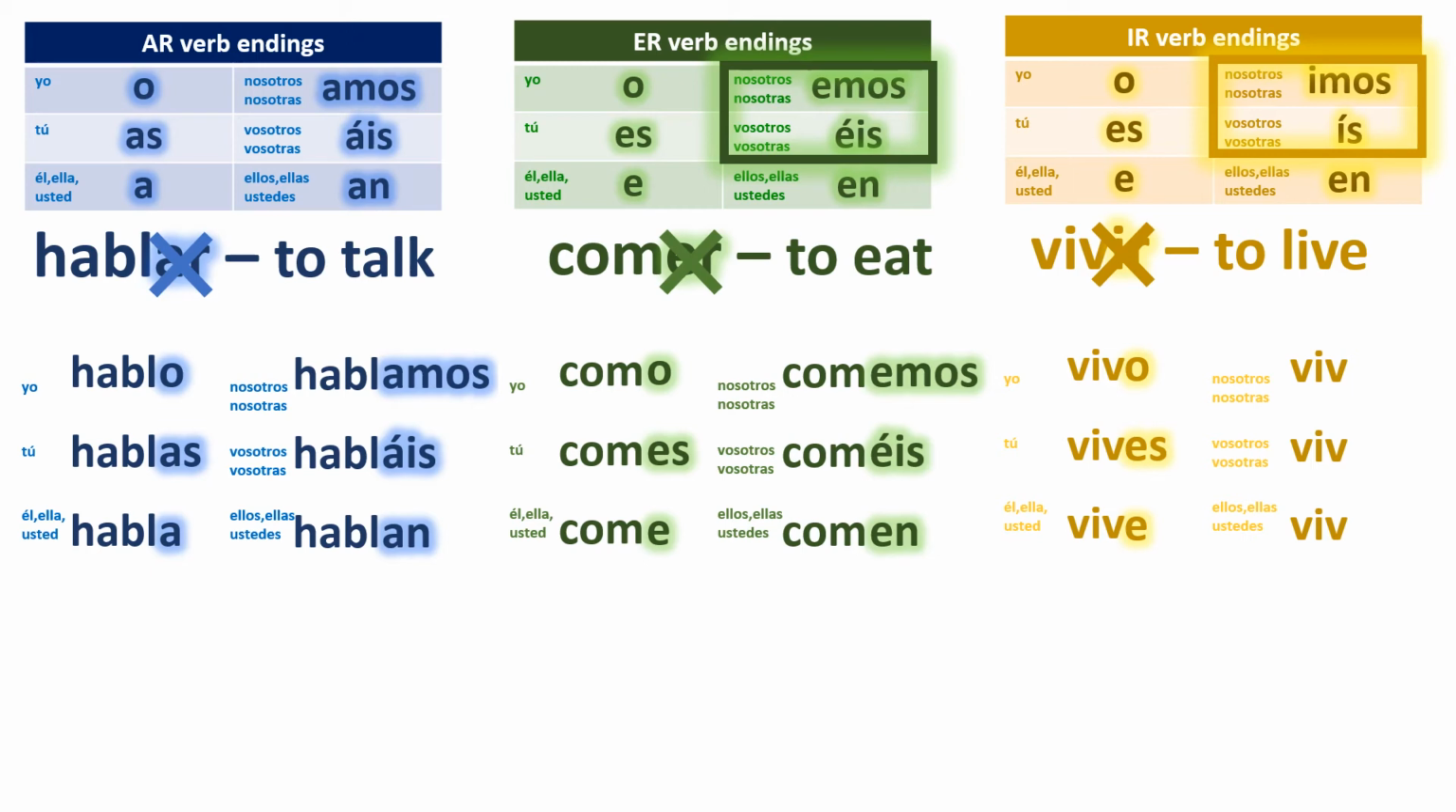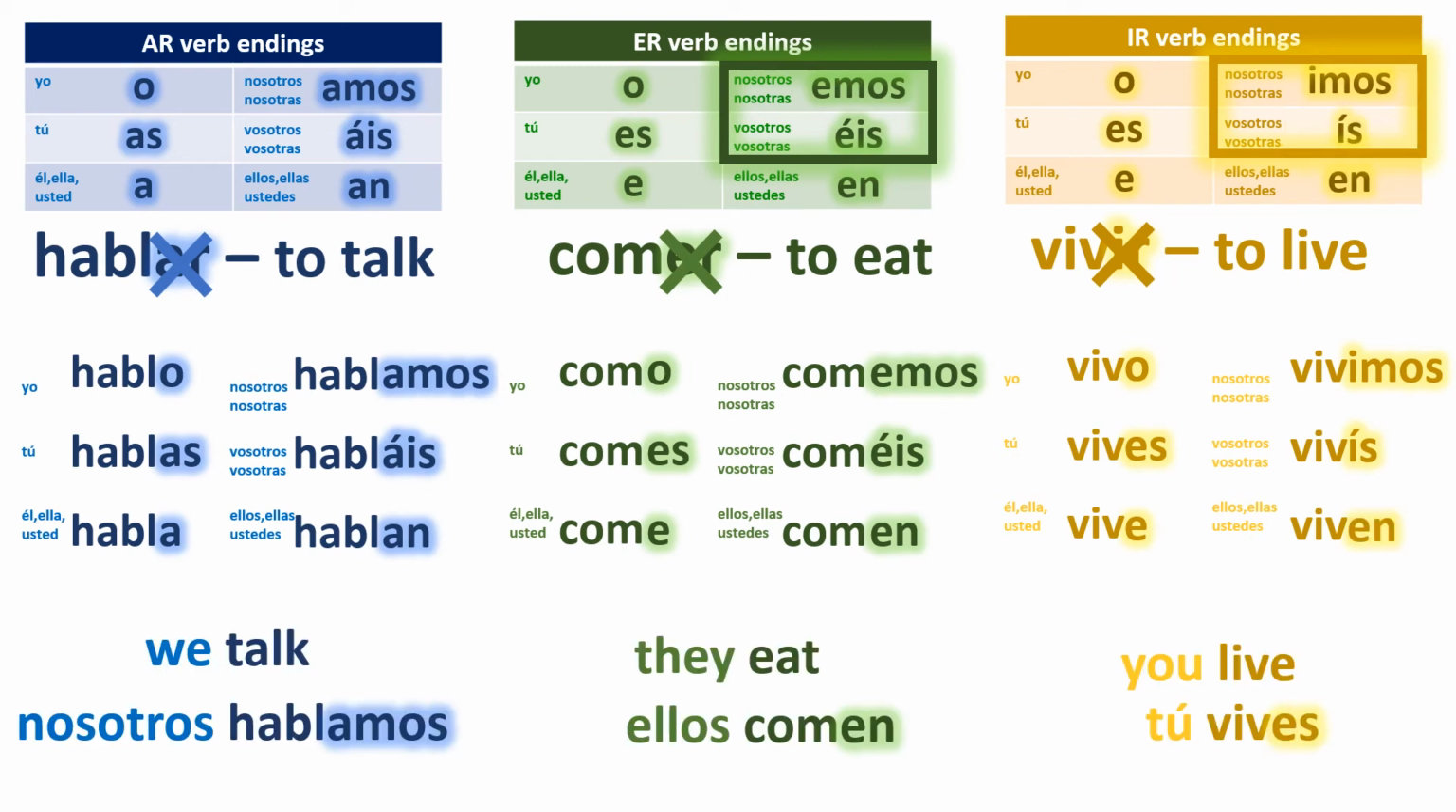Let's say we live in Spanish. Vivimos. Let's say you all or y'all live in Spain. Vosotros vivís. Now let's conjugate the ellos, ellas, and ustedes form of to live. Ellos viven. Let's practice. How do you say we talk in Spanish?